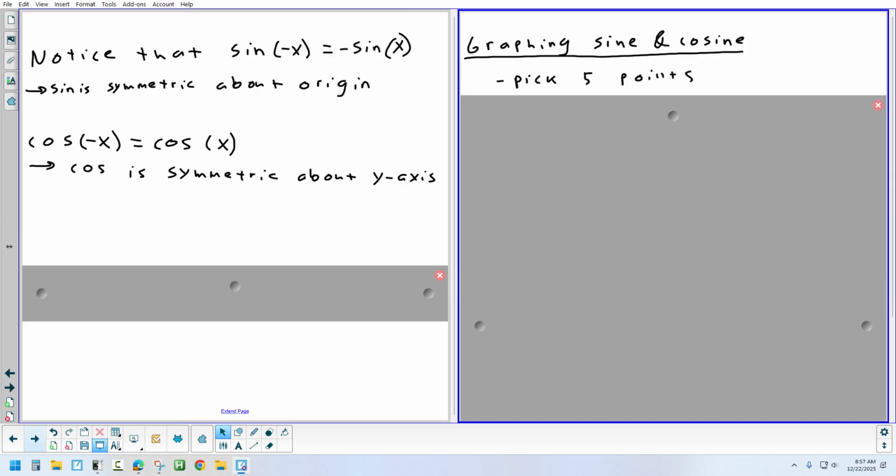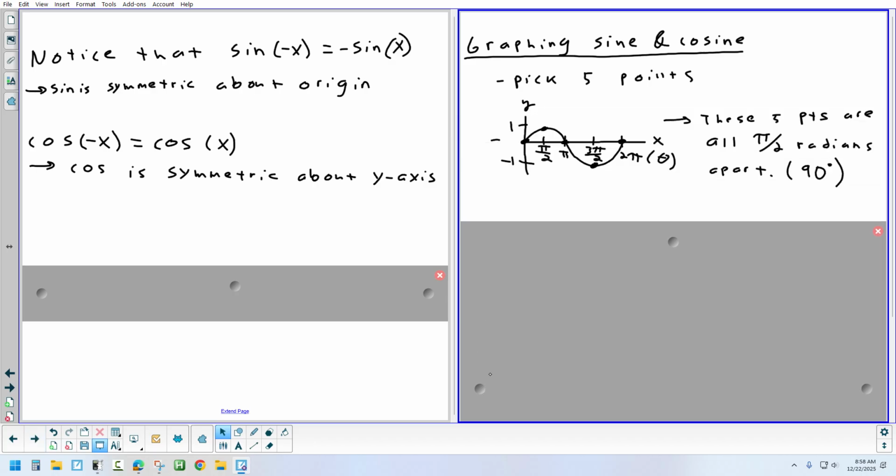All right, so how do we graph sine and cosine? Well, they are a wave, so we need more than just a couple points. A couple points is good for a line, but I recommend 5 points. The 5 points that I recommend will give you the beginning, the end, the middle, the high point, and the low point. You can do more, but you don't really need to. Five is what you need.